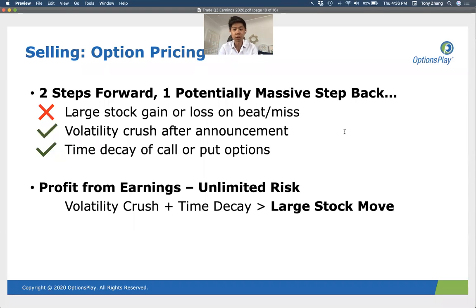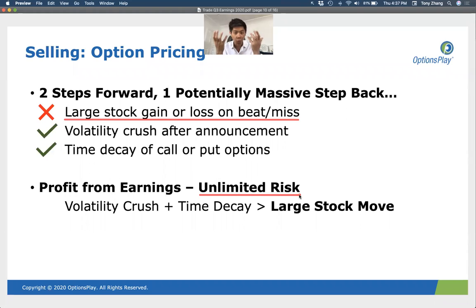Now, many investors will say, great, I'll take the strategy that has two things working in my favor rather than two things working against me. But the flip side to that is the fact that when you have a large move to the downside, this strategy, whenever you're selling options, has technically unlimited risk. So now what happens is, yes, as a seller of a call or a put going into earnings, you're going to receive higher premiums because implied volatility is higher.